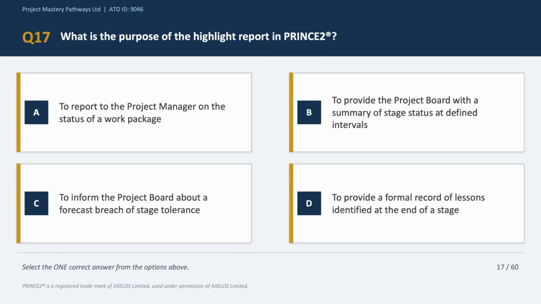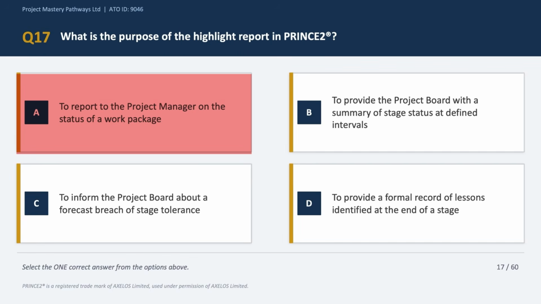Next, question number 17. What is the purpose of a highlight report in PRINCE2? Now, do not mix up the different reports which PRINCE2 mandates as part of the overall life cycle of a project, because each one goes to a different audience and serves a different purpose. Now option A says to report to the product manager on the status of a work package. Now that is the purpose of a checkpoint report. The checkpoint report flows from the team manager up to the project manager. So option A is incorrect.